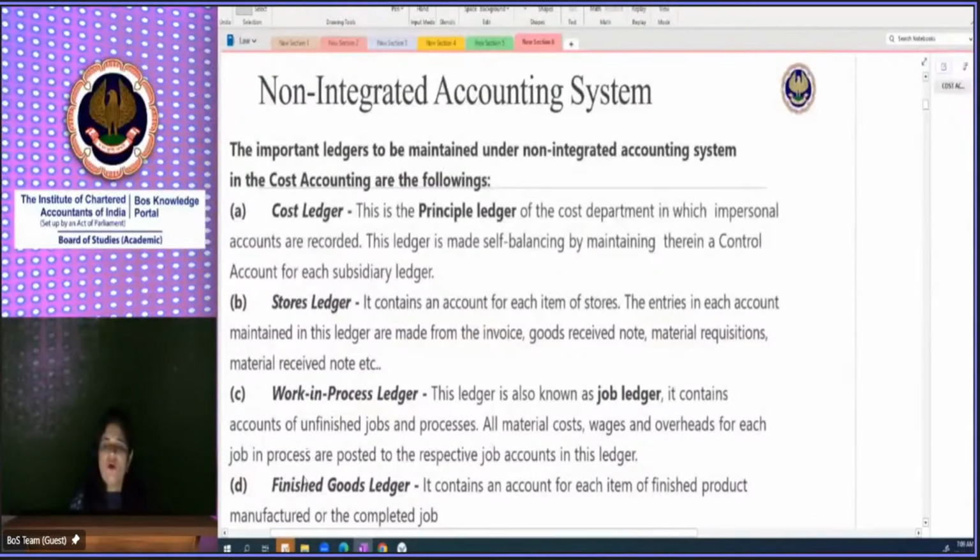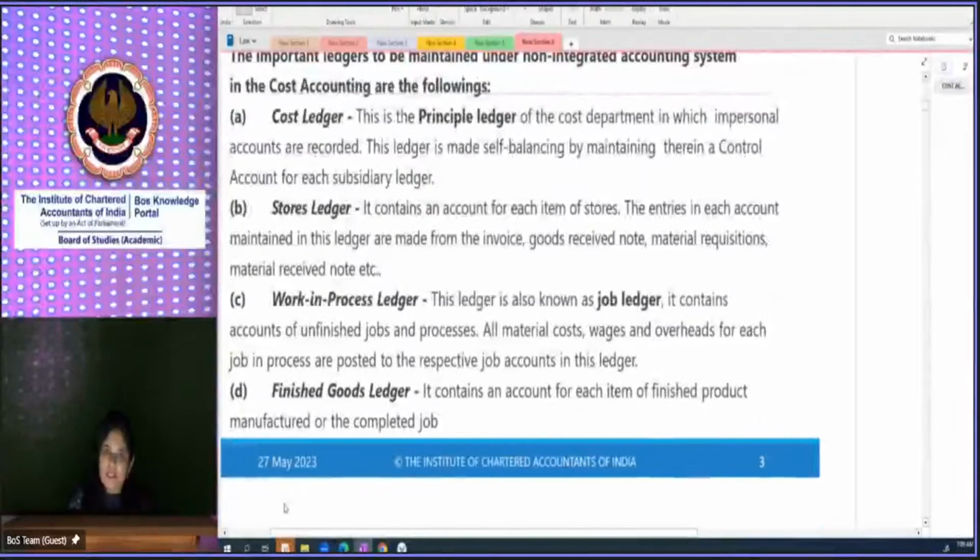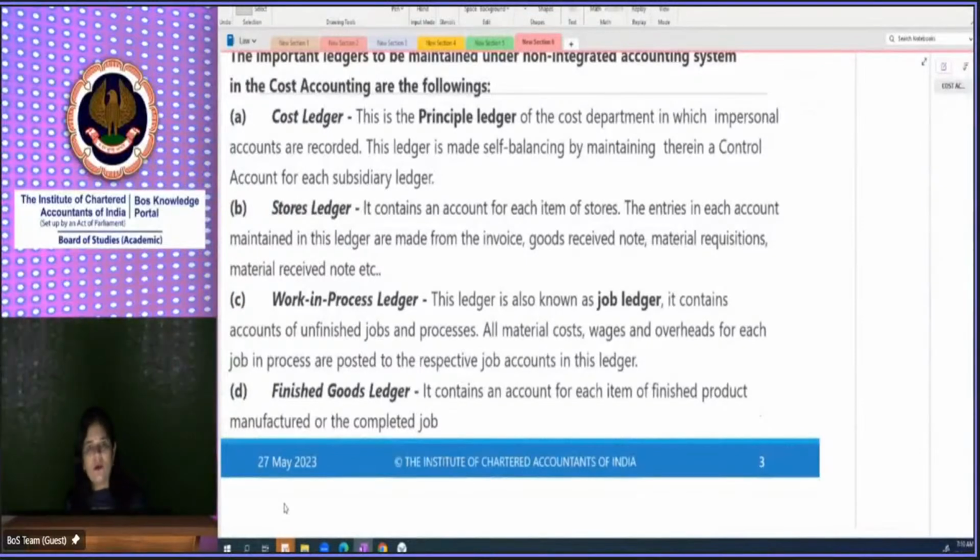So here we first form the ledgers. As it's a cost accounting system, it's a cost ledger. Now a cost ledger has all those accounts which are impersonal and which help in self-balancing. All right. So the cost ledger helps in bridging the gap between financial and cost. It bridges the gap. You will understand once we do the concept and the questions.